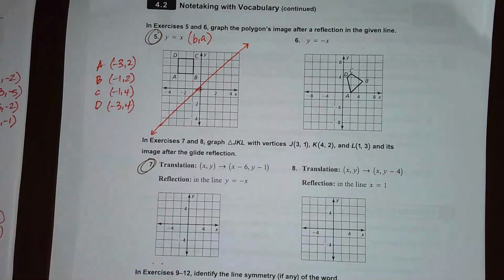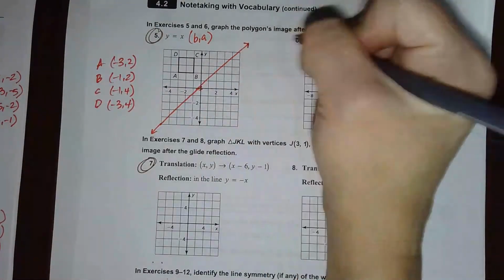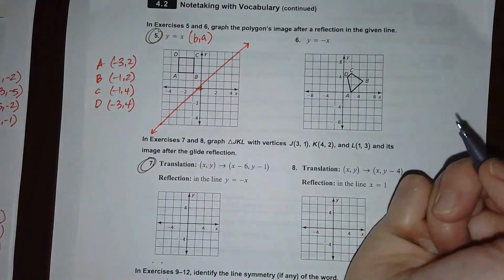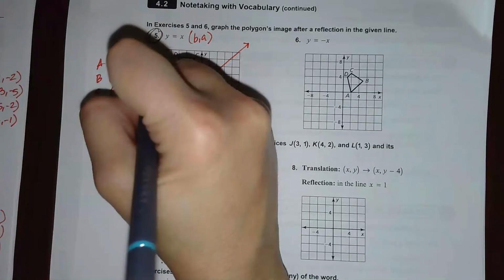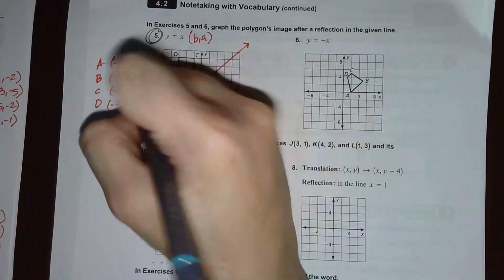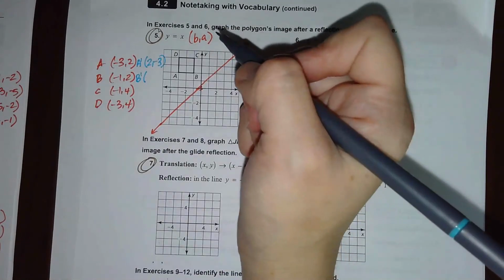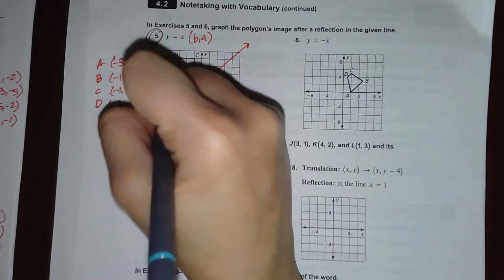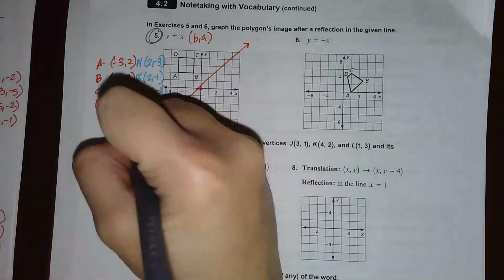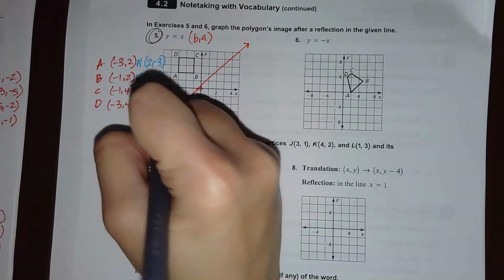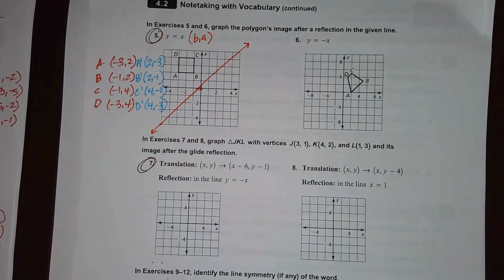All right, so now you're going to apply the transformation. We can write A prime, B prime, C prime. For A prime, all we're doing is switching our A's and B's. So this will become 2, -3 for A prime. B prime becomes 2, -1. C prime will become 4, -1. And D prime will become 4, -3. Literally all I did here was switch the x and y values. And now all we do is graph it.